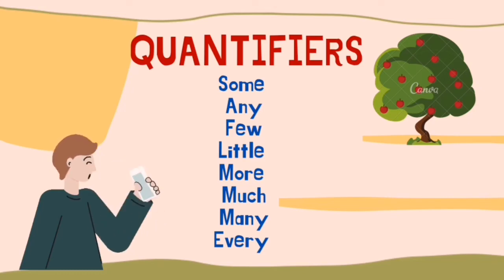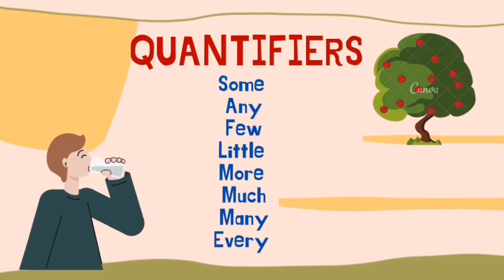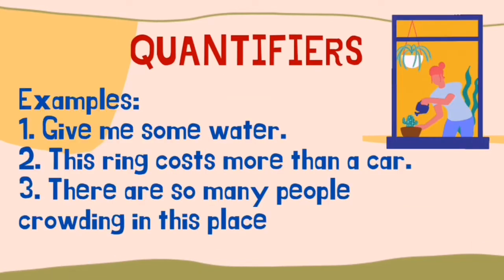It quantifies the noun. For example, give me some water. This ring costs more than a car. There are so many people crowding in this place. So identify the quantifiers here. Yes, some, more, many. These are all quantifiers.